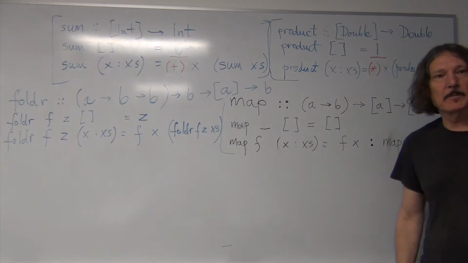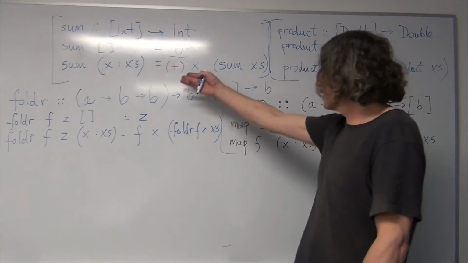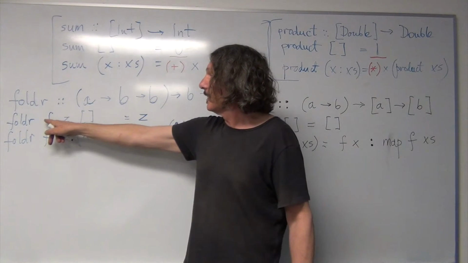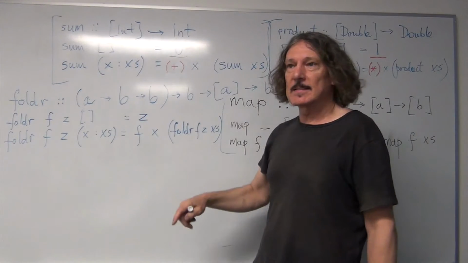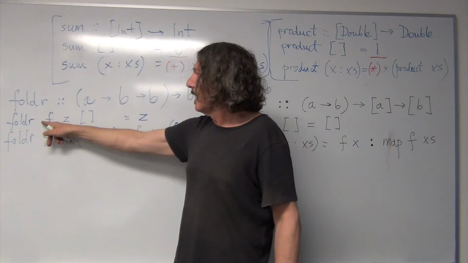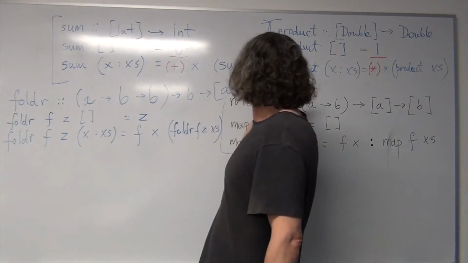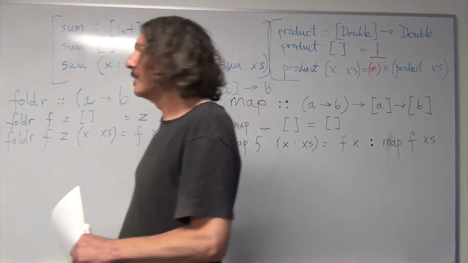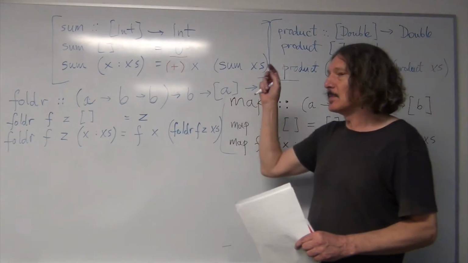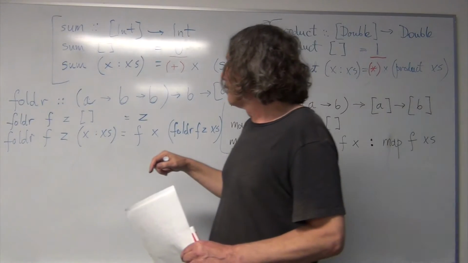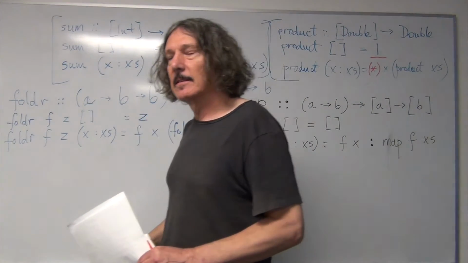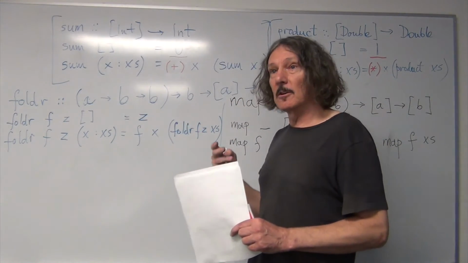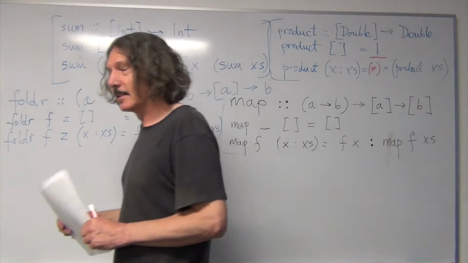Okay, and that's it, right? It's a recursive function, just like these two. And now, if you replace z with 0 and f with plus, you get sum. If you replace z with 1 and f with times, you get product. And you can get many more other things. And in fact, there is a whole class of data types, not only lists, that can be folded. And these data types that can be folded are called foldable, obviously, right?